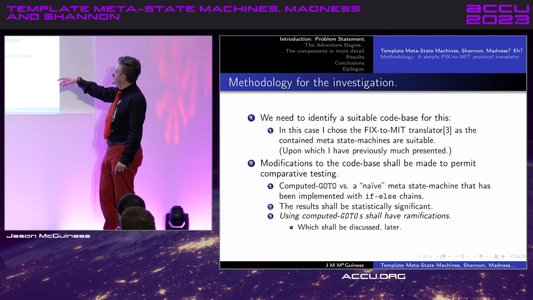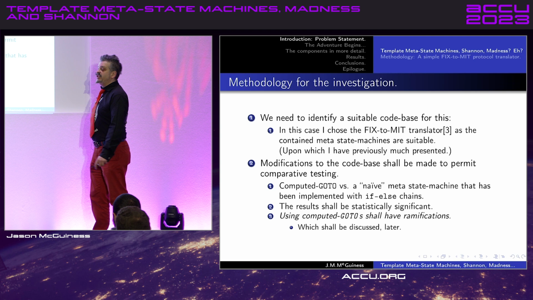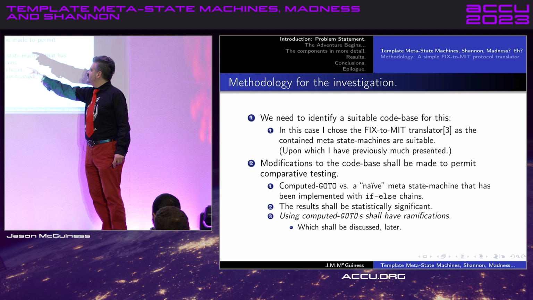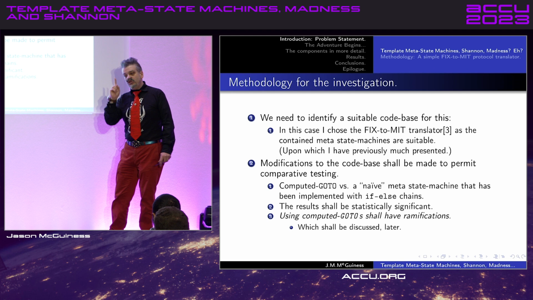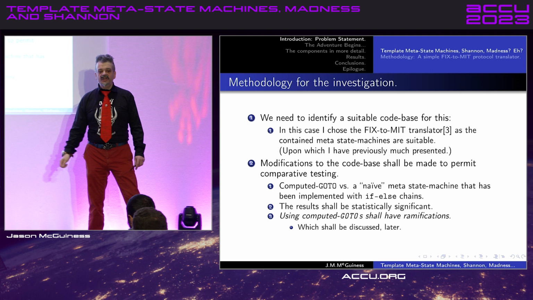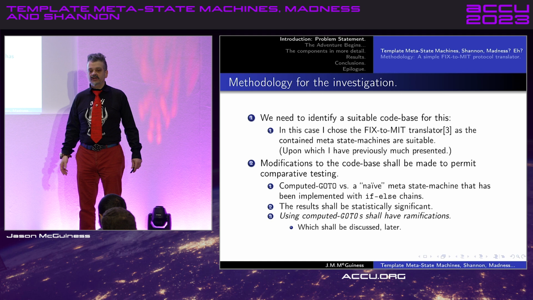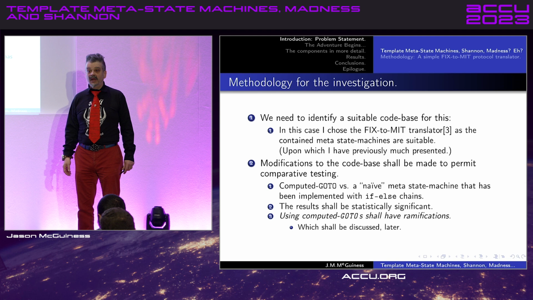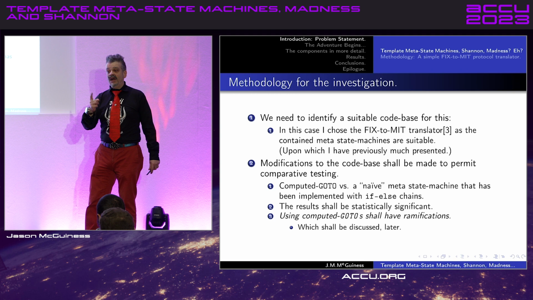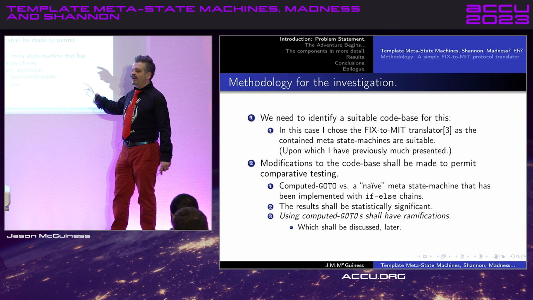So I'm going to modify that code base because I'm familiar with it, and I'm going to do a comparison. I'm going to attempt to create computed gotos versus a naive, if-else, implemented meta-state machine. I want to make sure my results are statistically significant. It's very important. None of this, ooh, I measured it once and it took N. N what? Seconds. Yeah, great. What's your error? Was your computer quiescent? Yeah? That one number is useless. All it demonstrates is you don't know how to measure. There will be ramifications of using computed GOTO. Oh, yes.